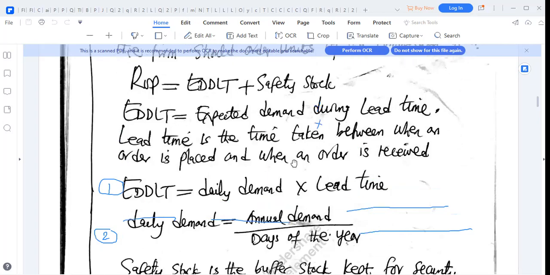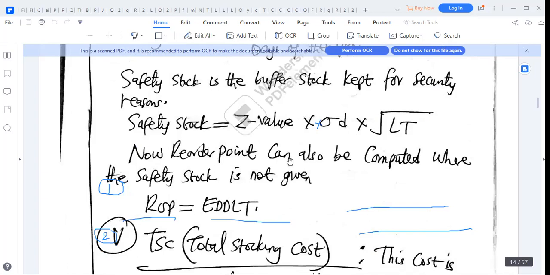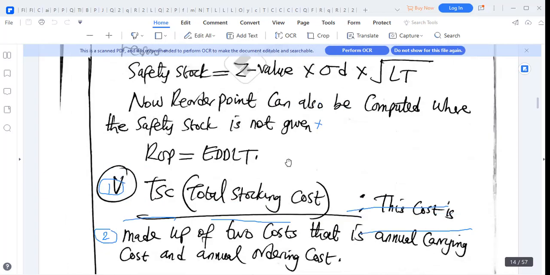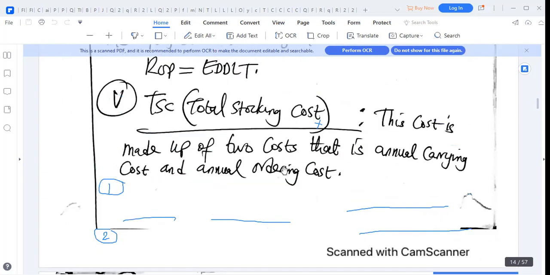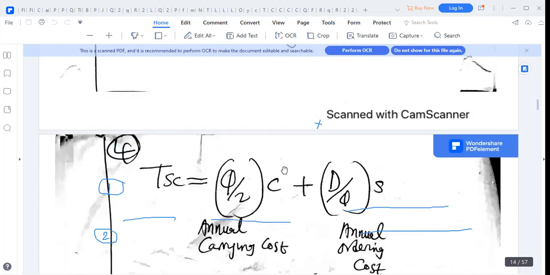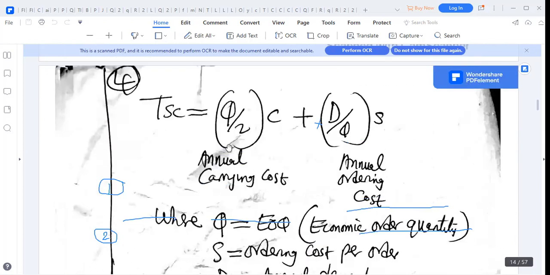And then getting down to the total stocking cost. When you're doing stock taking, you have to look at the annual carrying cost and annual ordering cost as you are looking at the stock taking. So this is about total stocking cost, and then looking at how many units we carried and how many units you have ordered in the day.